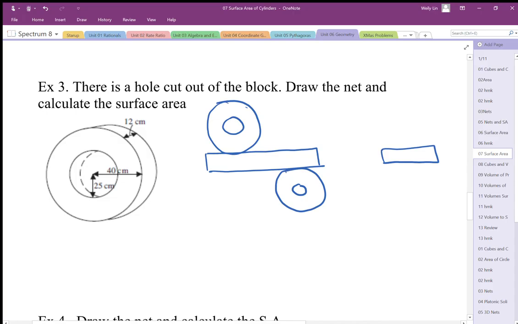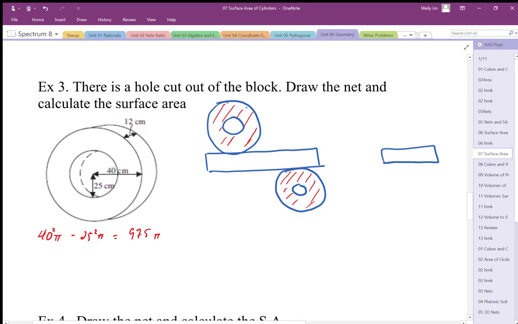So to find these areas, I'm first going to calculate the area of the outside circle and subtract the area of the inside circle. I'm going to do that in red here. Okay, so I want to calculate that surface. I've got 40 squared pi minus 25 squared pi. So when we work that out, 40 squared minus 25 squared is 975 pi. So that top surface and the bottom surface are going to be 975 pi.